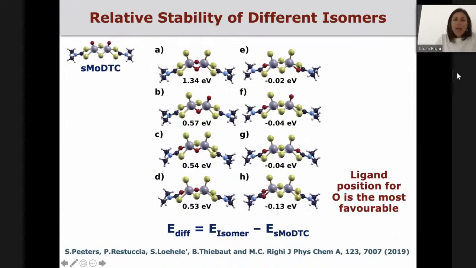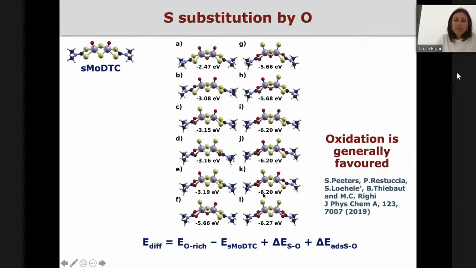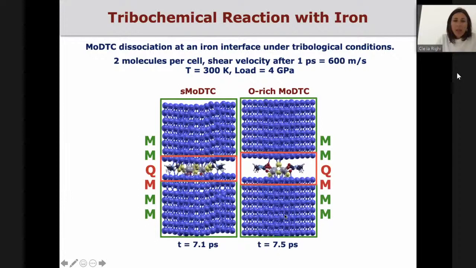Then we considered different isomers of the molecule and found that the most favorable position for the oxygen atoms is the ligand position. We also considered molecular oxidation and found that it is energetically favorable. And again, the most favorable location of the oxygen atoms is in ligand position. Then we considered the situation of molecules confined at the iron interface in tribological conditions. And we performed QM/MM simulations and compared standard MoDTC compounds with oxygen-rich compounds.